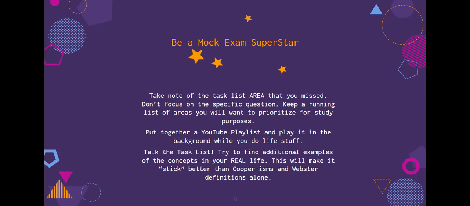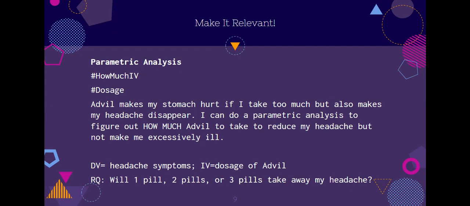Now we're going to practice two of these superstar strategies, making it relevant and making it memorable. To make it relevant, let's go back to the first question and give some real-life examples. Parametric analysis was our concept, and here again are our hashtags, how much IV and dosage. For me, this example makes this concept really relevant. Advil makes my stomach hurt if I take too much, but it also makes my headache disappear. I could do a parametric analysis to figure out how much Advil I need to take to reduce my headache but not make me excessively ill.